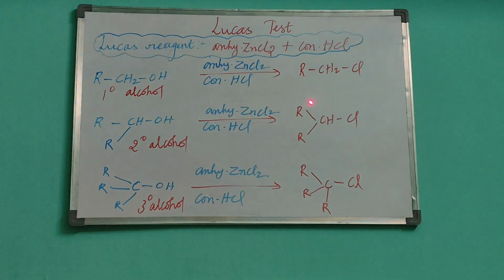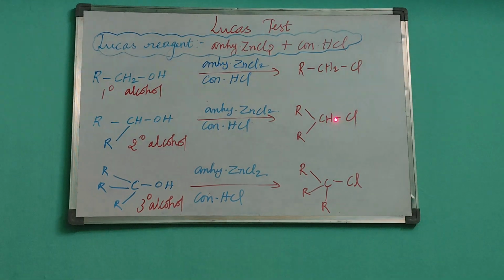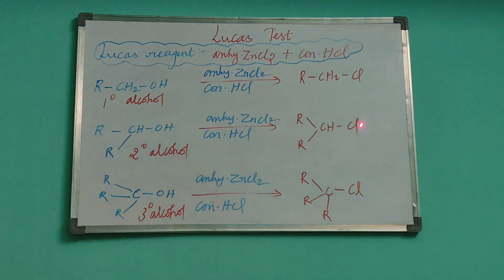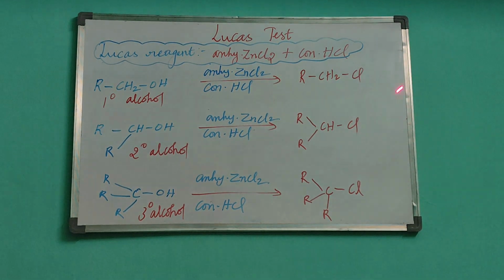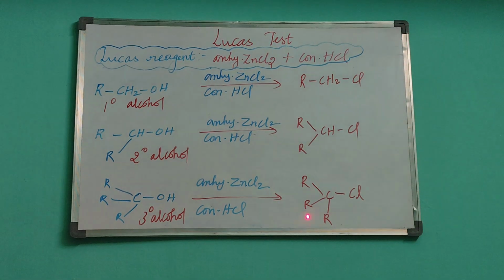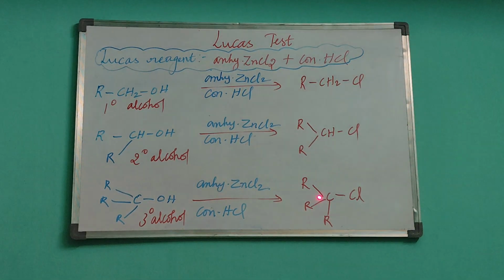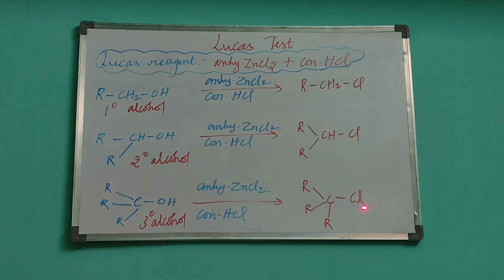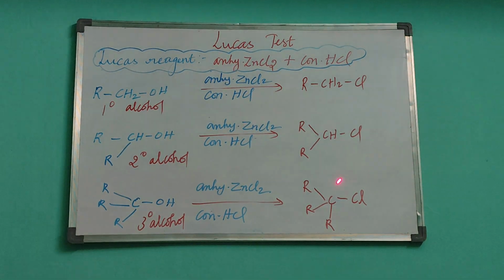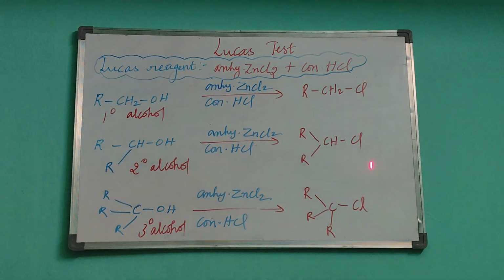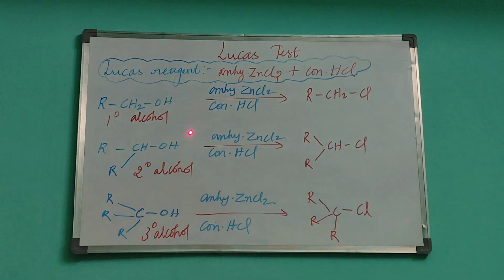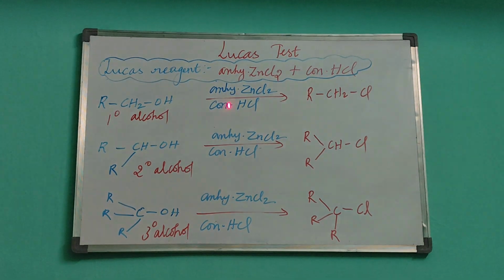In the case of primary alkyl chloride, turbidity appears immediately in the test tube, whereas in the case of secondary alkyl chloride, turbidity appears after 5 to 10 minutes, whereas in the case of tertiary alkyl chloride, there is no appearance of turbidity. Turbidity is nothing but the formation of a cloudy appearance in the test tube. From these reactions we can identify whether the given alcohol is primary, secondary or tertiary.